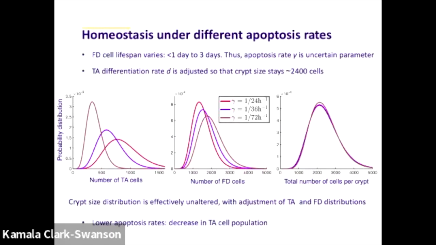So do you need to change some other parameter to make that happen, or does this just emerge organically from the system? It emerges organically from the system if we only adjust D. So we assume that the differentiation rate can be adjusted in order to maintain the same average size of cells in crypts.